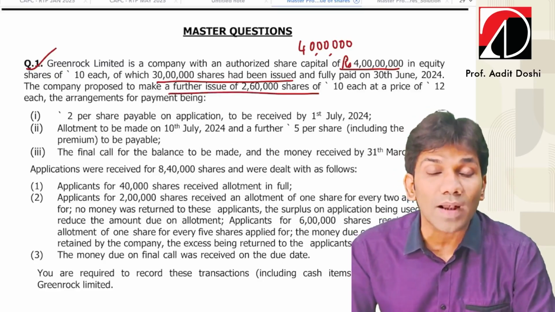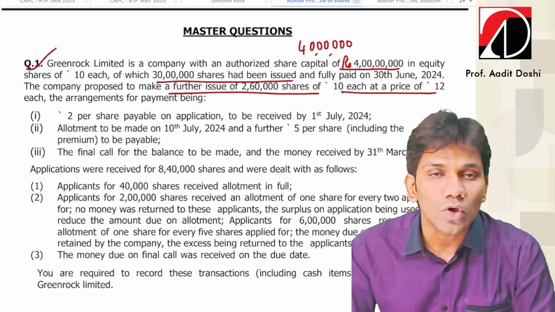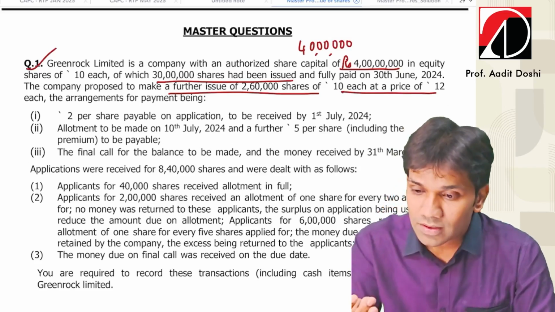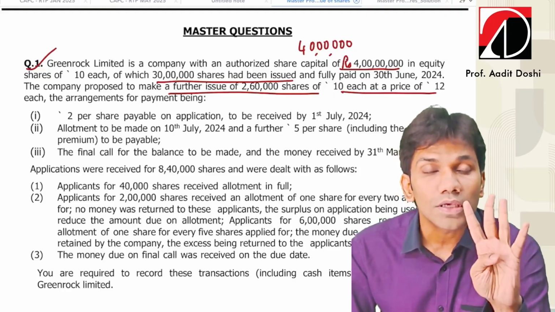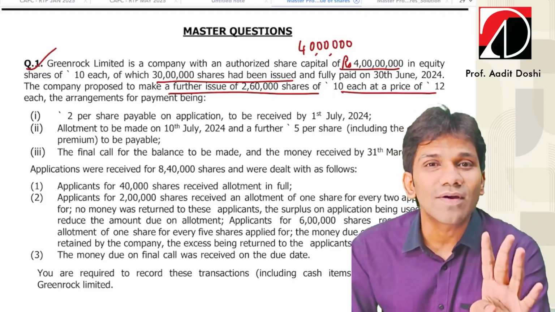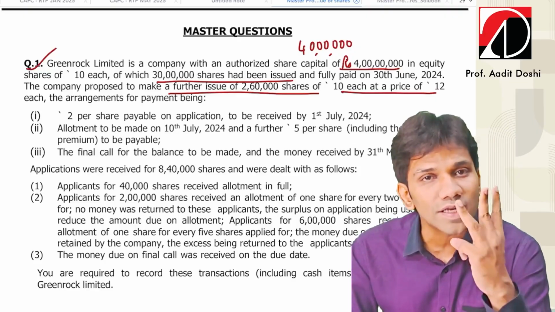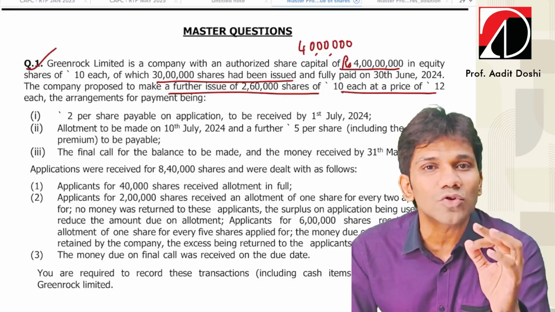Now company is planning to issue 2,60,000 shares of 10 each at the rate of 12. So the issue is at premium. So till here the story is very clear. Company has 4 crore equity shares of rupees 10 each, which is divided into 40 lakh shares of 10 each. This is the authorized limit. Out of that, company has already issued 30 lakh shares to the public in the past. So right now company can maximum issue 10 lakh shares.